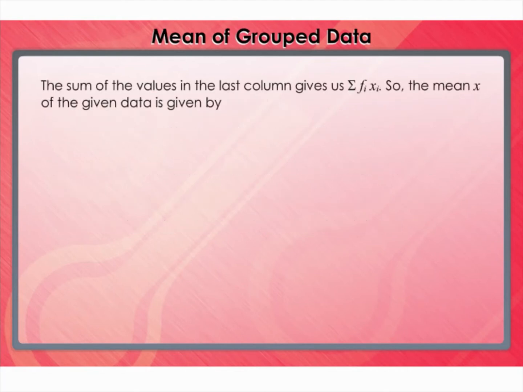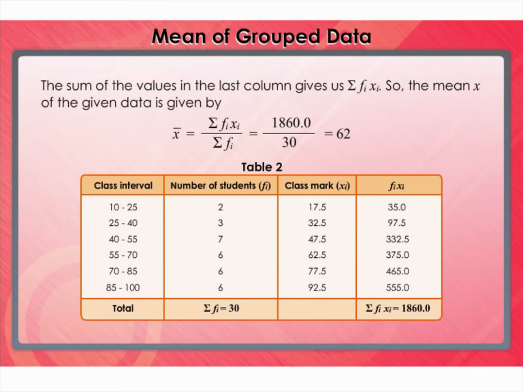The sum of the values in the last column gives us summation of fi xi. So, the mean x̄ of the given data is given by. This new method of finding the mean is known as the direct method.